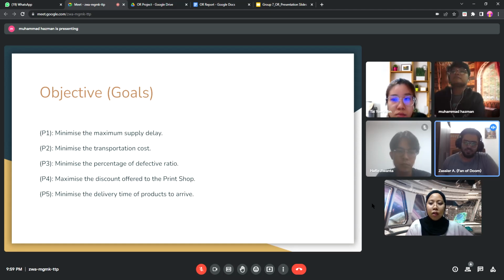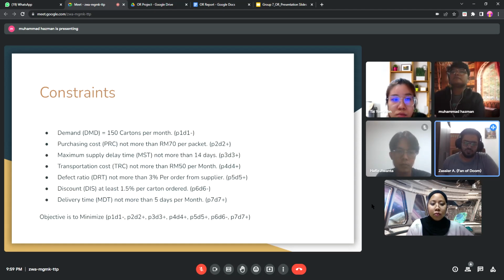Next on, we will mention the constraints. Of course, each shop has its own targets and goals every month and for specific orders. For now, we will have the demand. Our project will focus on these constraints.